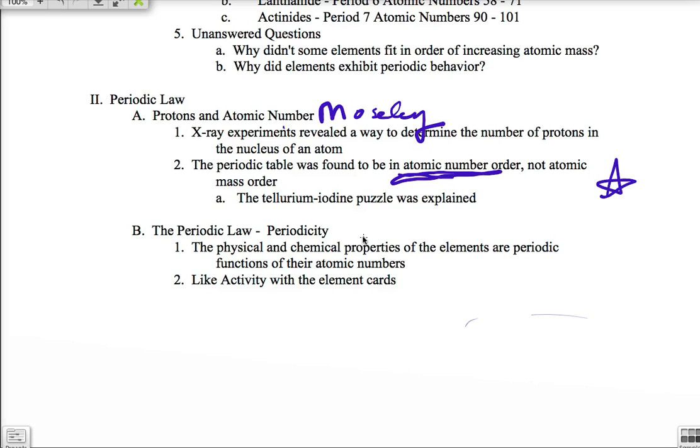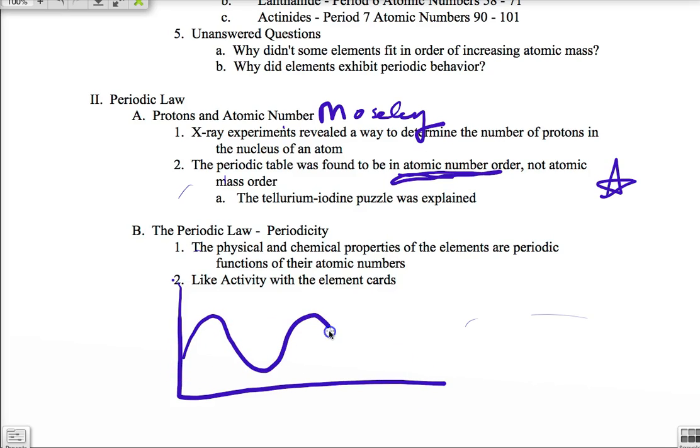Okay, then the periodic law: the physical and chemical properties of elements, such as density and melting point, maybe you want to jot that down, are periodic functions. What does that mean? Repeating functions of their atomic numbers. So if you think of your math class, where's my, here it is, here's your math class. Do you recognize what this is? It's like a sine curve, isn't it?